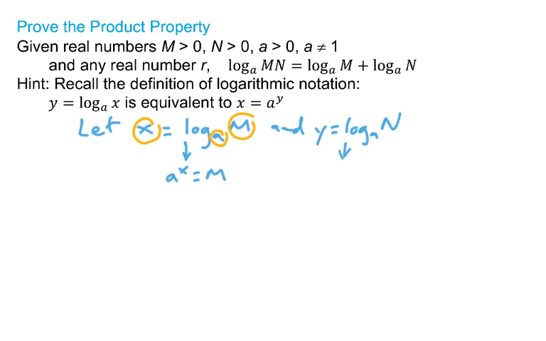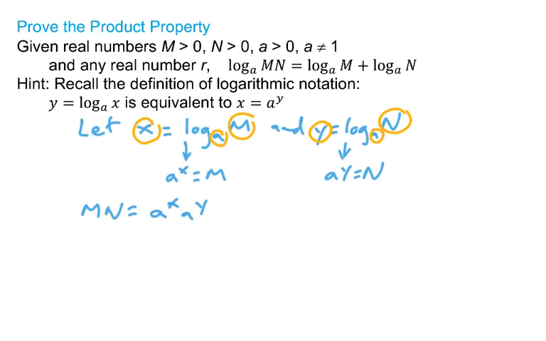Similarly, this base raised to this exponent will give you this number. So this would translate to a to the y equal n. Now, let's look at m times n. That would be the same as saying a to the x times a to the y. Notice here I am multiplying two exponential expressions with the same base.